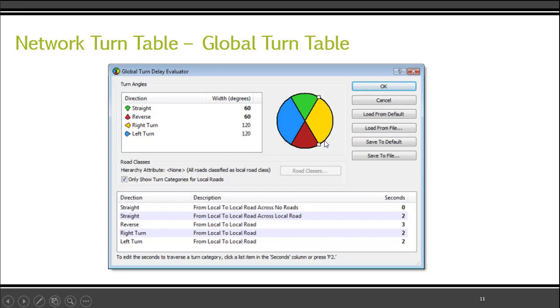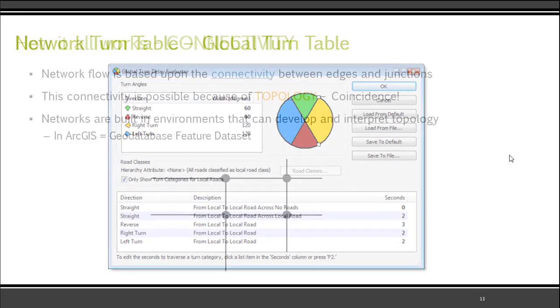So this global turntable is a global turn delay evaluator. It's within these defined 4 quadrants. What is the delay in traveling into each of those? So that's what the global turntable is. And if you build your own network, more often than not, you just rely upon this, because it's basically modeling that right-hand turns go faster than left-hand turns.